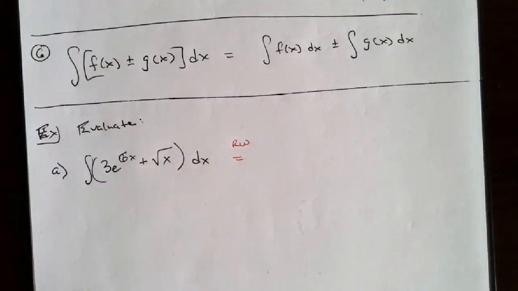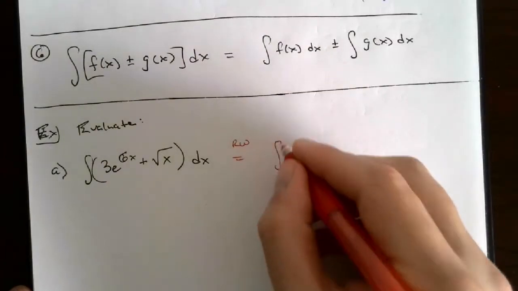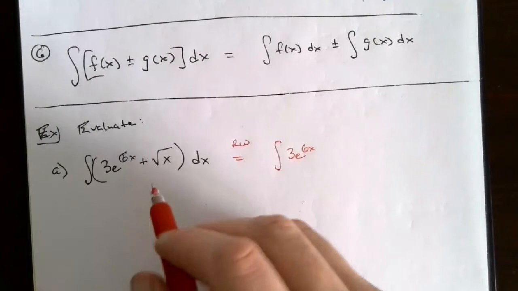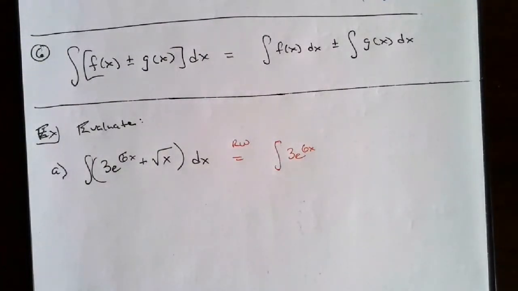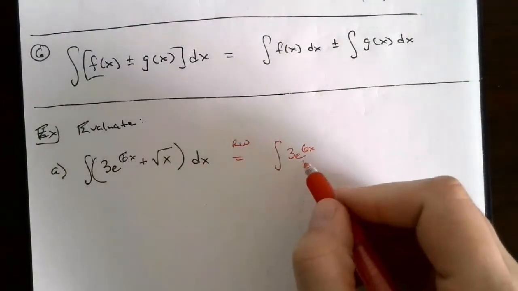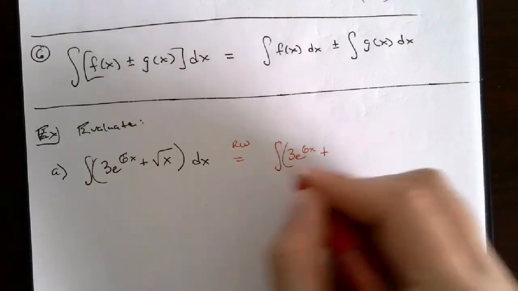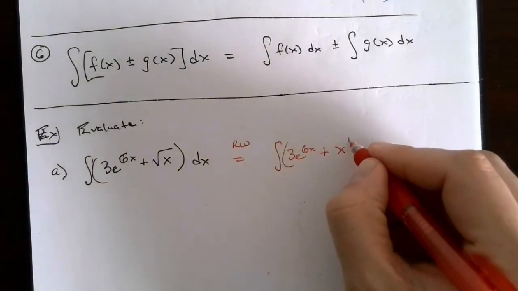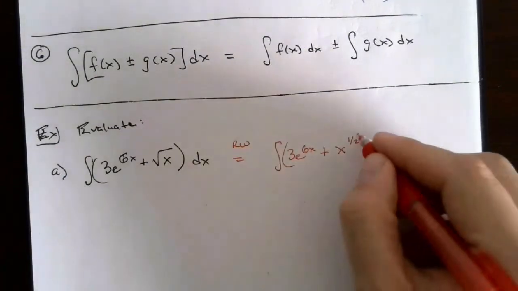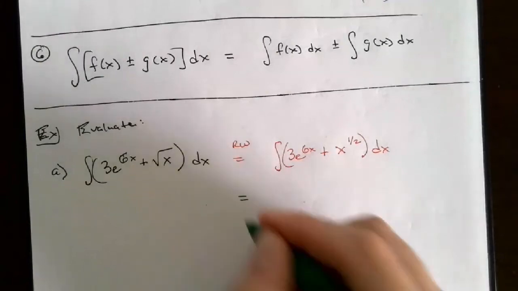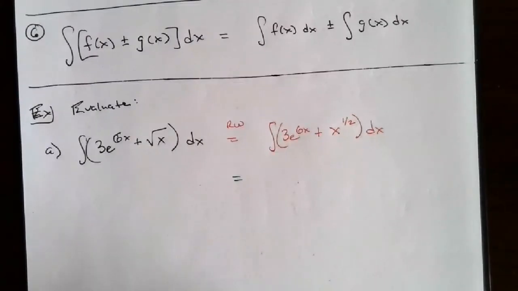So I'm going to rewrite this as the integral of, now 3e to the 6x doesn't change. Remember, in this rewrite step, don't start taking integrals of some pieces and not others. Make sure you don't take any integrals until it's all rewritten properly. So 3e to the 6x doesn't need to be rewritten. You just keep it as it is. Plus the square root of x, which I want to rewrite in an equivalent form. It'd be x to the 1/2 power, dx. And now I'm ready to take the antiderivative because I have the form I need.